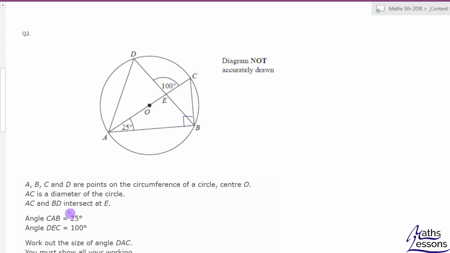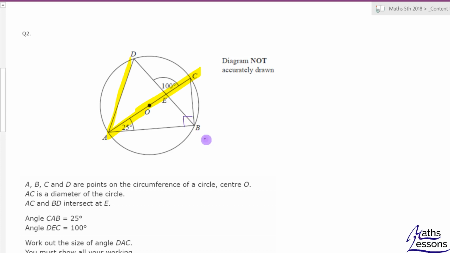We're given these two values. We know that AC and BD intersect at E, and we're trying to find DAC. So let's look where DAC is. DAC is this angle here. That's the one we're trying to find. So we know that this is 90. And what else do we know?